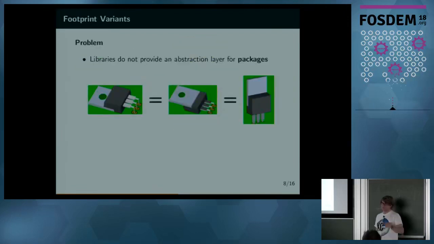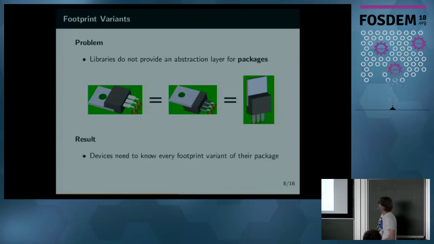A similar problem is with packages or footprints, because libraries do not have an abstraction layer for packages. For example, this TO220 package is 3 times the same package, but 3 different footprints. And this is quite common. For example, you have different footprints for different mounting variants or different sizes of pads, because one is for reflow soldering, one for hand soldering, and so on. But libraries do not provide a way to abstract this. And so the result is every device needs to know every footprint variant of its package.